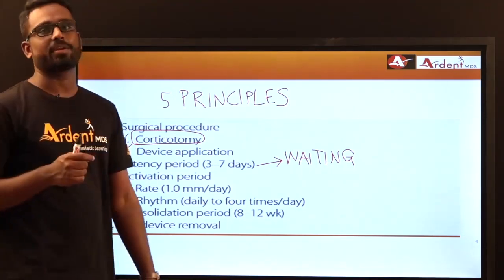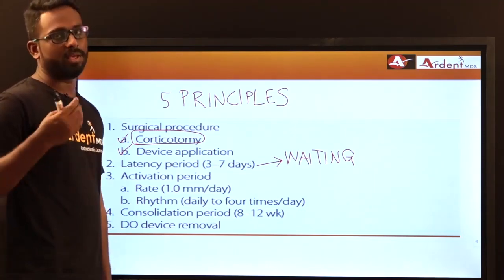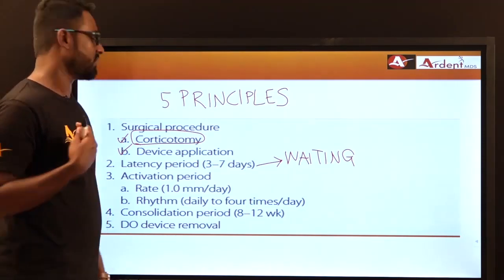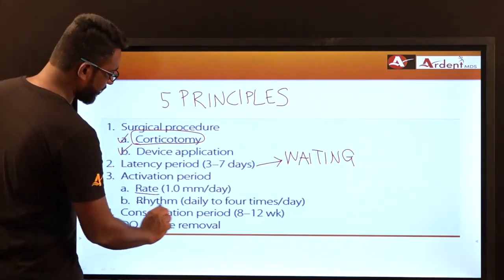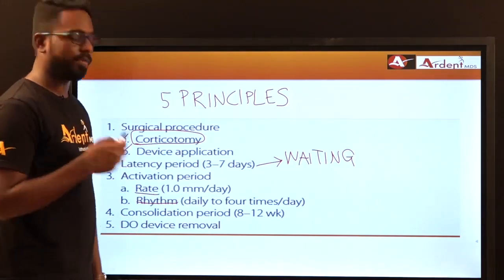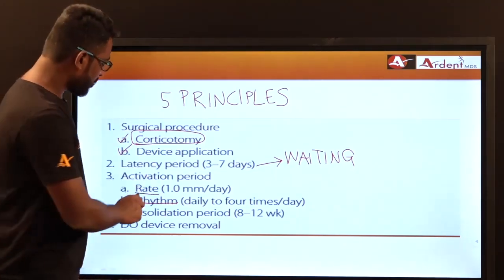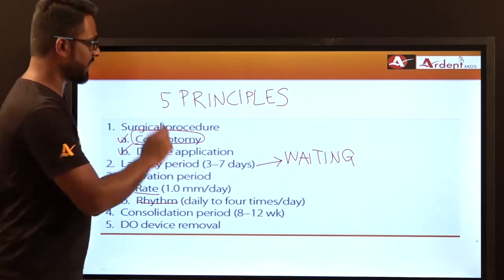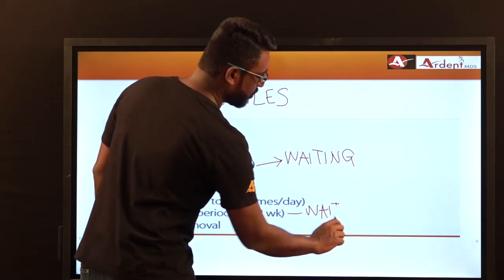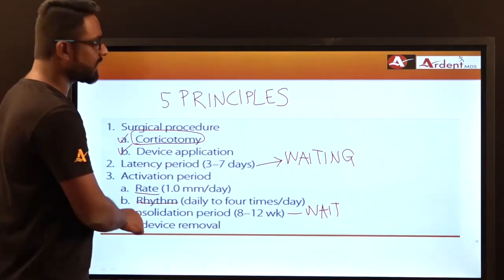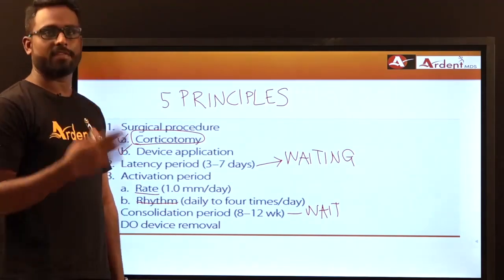So the next one is the activation period. The activation period is nothing but we start to activate the instrument, that is the distraction device. It consists of rate and rhythm. How many times we activate is known as rhythm. How far it goes is known as rate. The next one is consolidation. That is again a waiting period where we wait for some time so that the bone is formed properly, and at last we remove the distraction device. That is the 5th principle. So there are totally 5 principles.